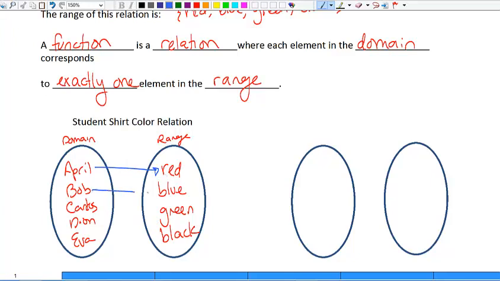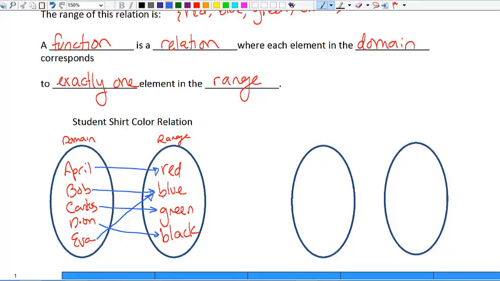Bob was wearing the blue shirt. Carlos was wearing the green shirt. Dion was wearing the black shirt. And Ava was wearing the blue shirt, so we have a second arrow going there.